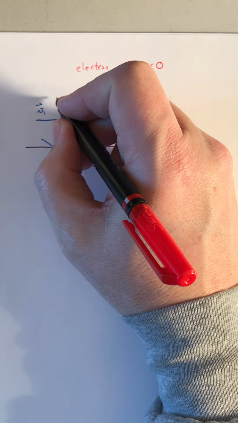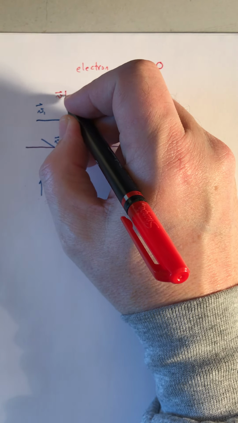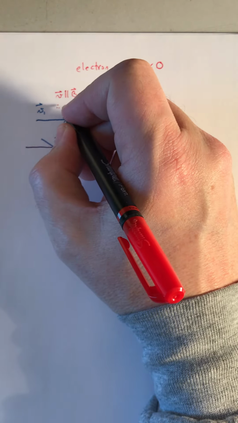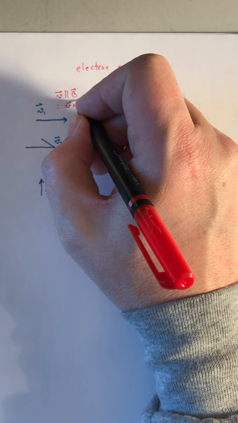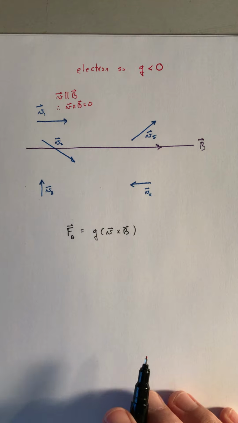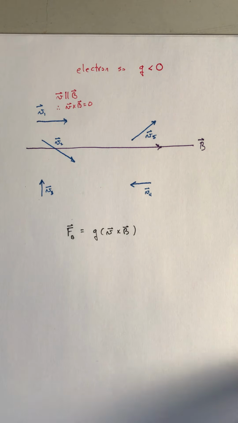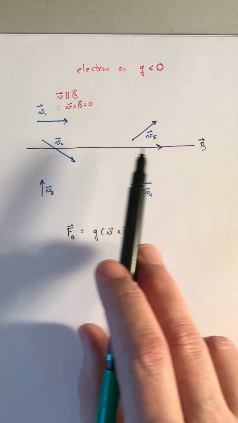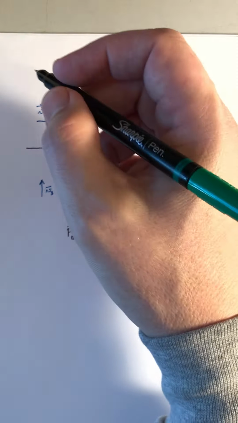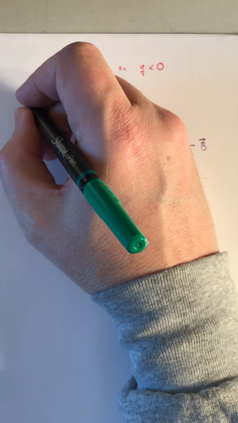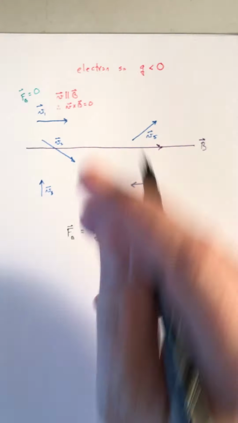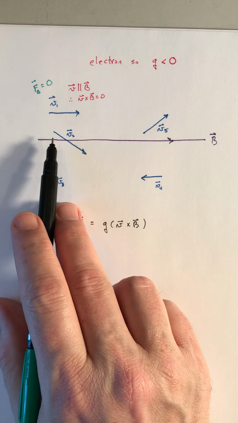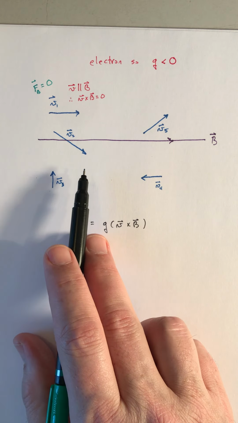For particle 1, you observe that V is parallel to B, and therefore V cross B has to equal 0. There is no direction that is perpendicular to both V and B when they point in the same direction. So this is our case where the magnetic force has to vanish. Okay. All right. Let's look at electron V2.